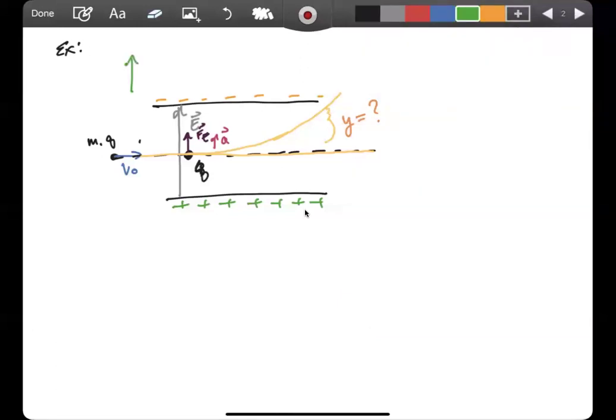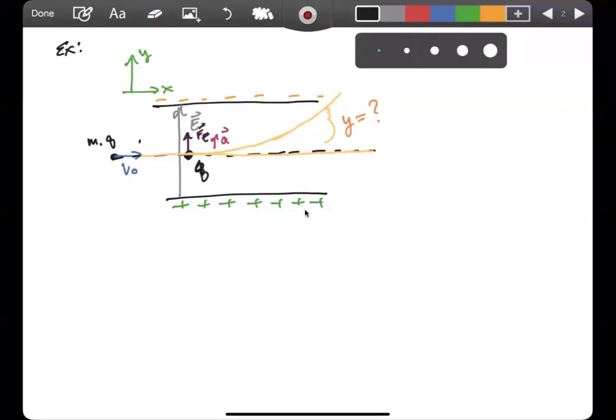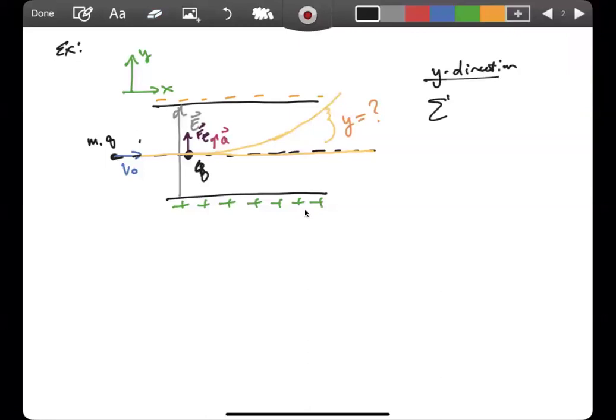I'm going to call the upward portion the y, and then call the x portion to the right. Since this guy feels an acceleration in the y direction, it's also being deflected in the y direction. Let's look at the y direction, and let's look at the sum of the forces. The sum of the forces in the y direction is going to be equal to the mass times the acceleration.